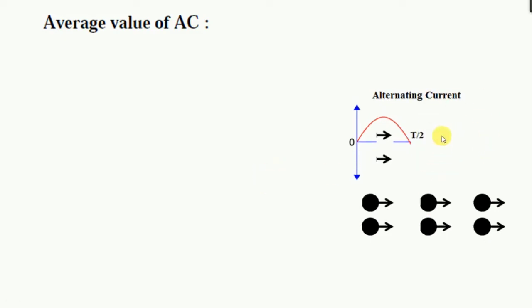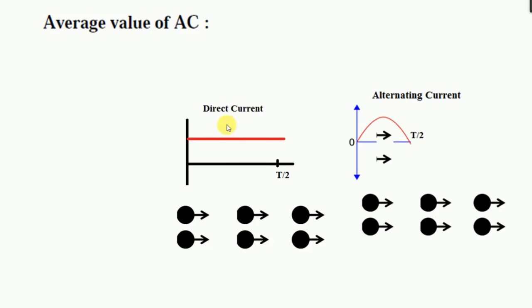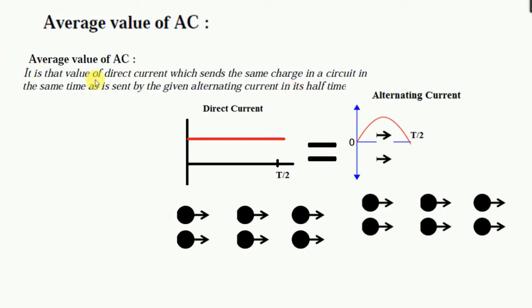So if you consider only half time period, the charges move in one direction only, and if you consider a direct current, the charges flow in one direction every time. And suppose in time T by 2 the DC current sends the same amount of charge that is sent by the alternating current in half time period, then the value of this direct current is the average value of this alternating current. So the value of direct current which sends the same amount of charge in the circuit as sent by the alternating current in its half time is called the average value of that AC.